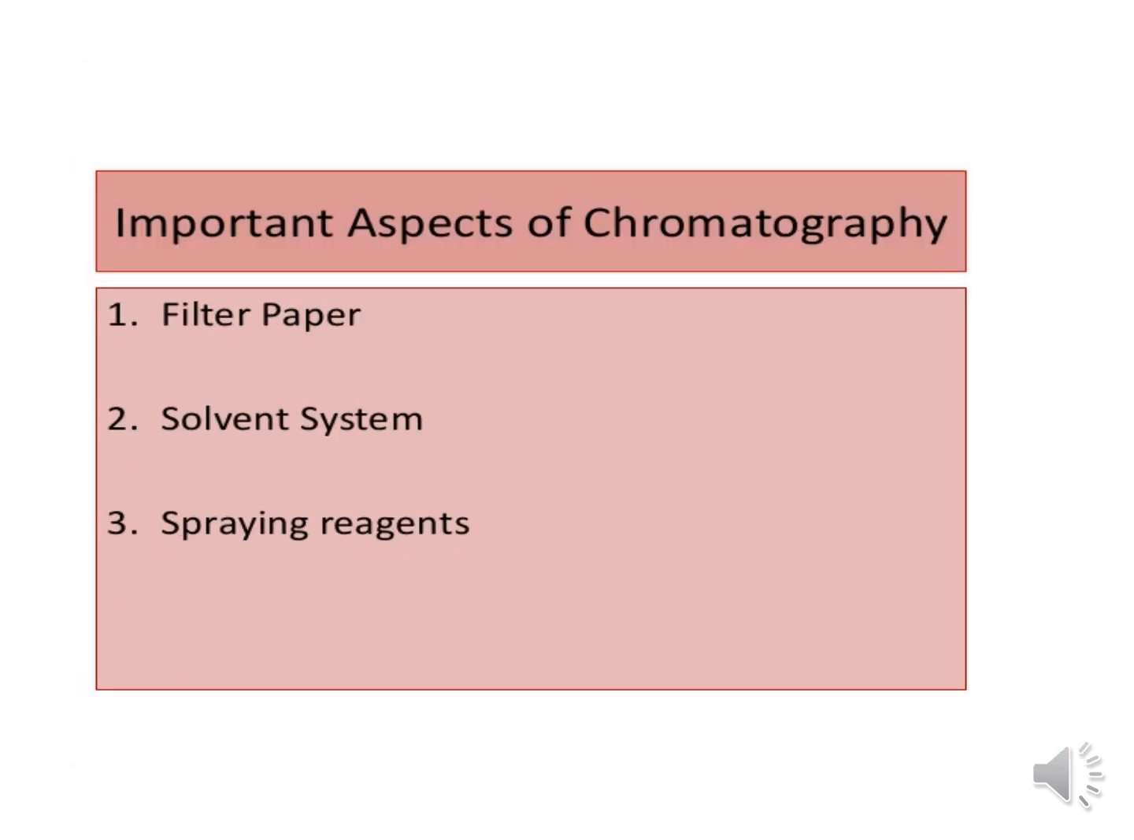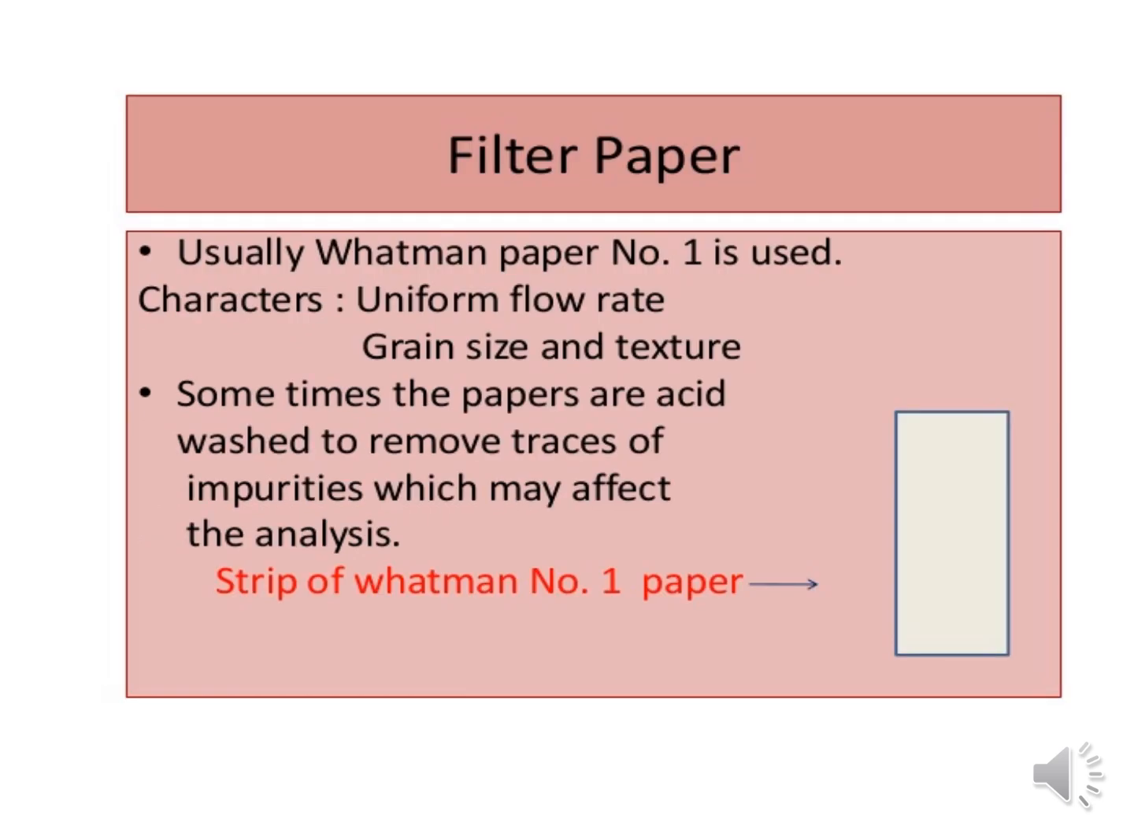These are some important aspects of chromatography. First one is filter paper, second one is solvent system, and third one is spraying reagents. First we discuss filter paper. Usually Whatman paper number 1 is used because these papers have uniform flow rate, grain size and texture. Sometimes the papers are acid washed to remove traces of impurities which may affect the analysis.